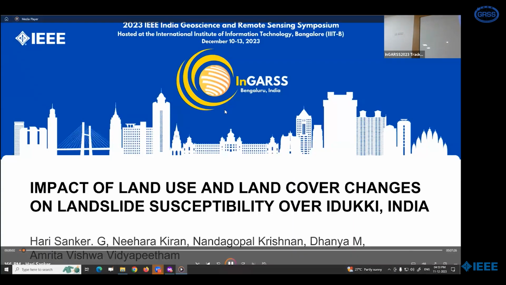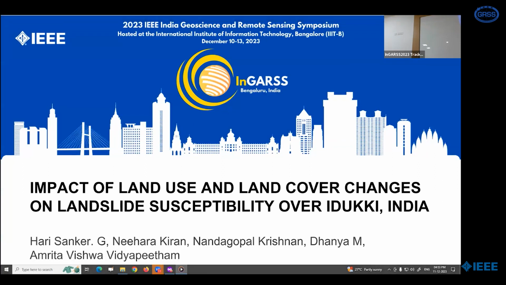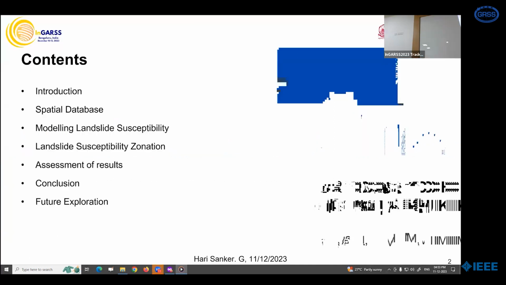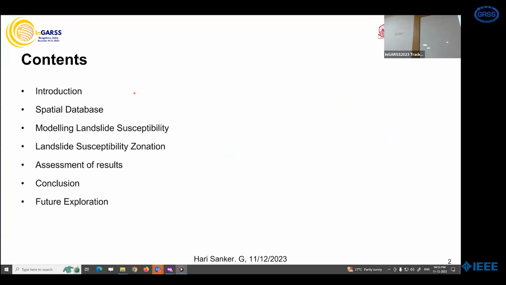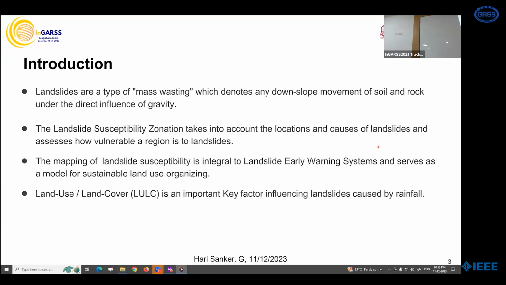Now this deeper model shows the work on the influence of land use on landslide susceptibility in the Kerala region. Here we'll be going through the various stages of landslide susceptibility simulation, and we'll be assessing the results that we have obtained. So, coming to landslides.